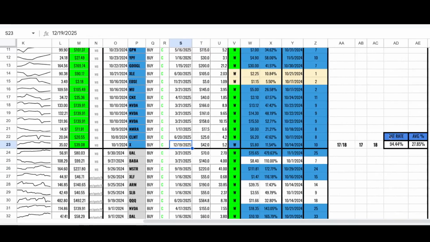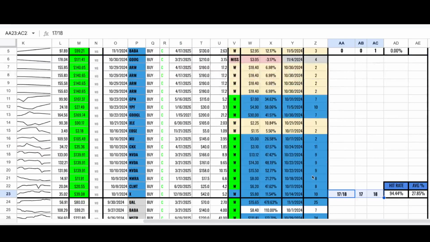So far for the month over here, the month of October, if you count Google here as a miss, everything else has gone higher since the print. We have 17 out of our 18 total prints for the month of October. That's a hit rate of 94.44%. On average, these are returning 27.85% if you time them to the highs.